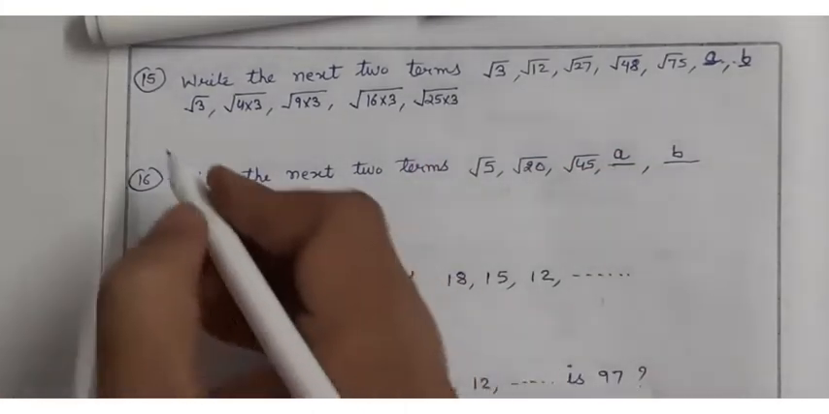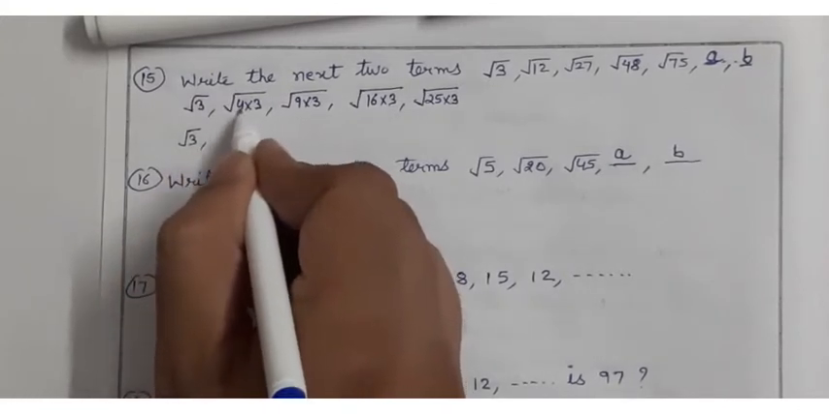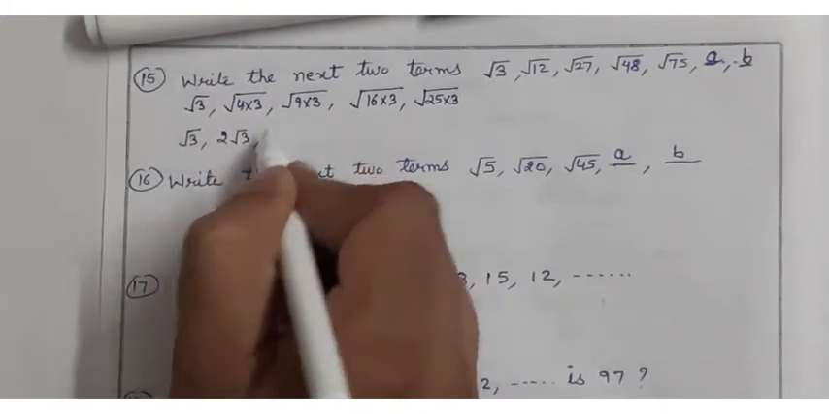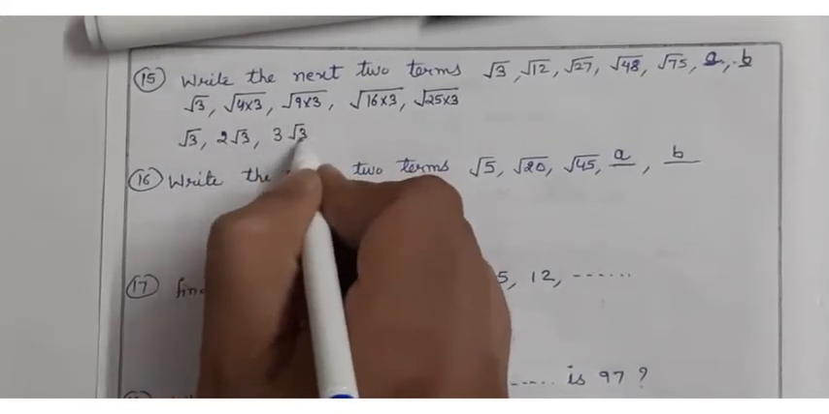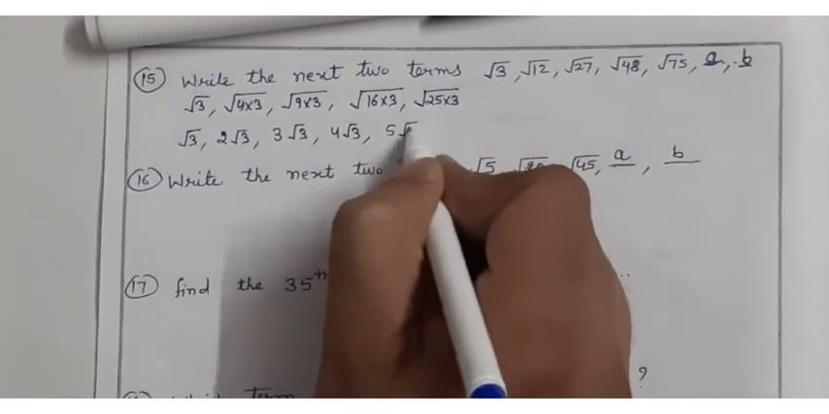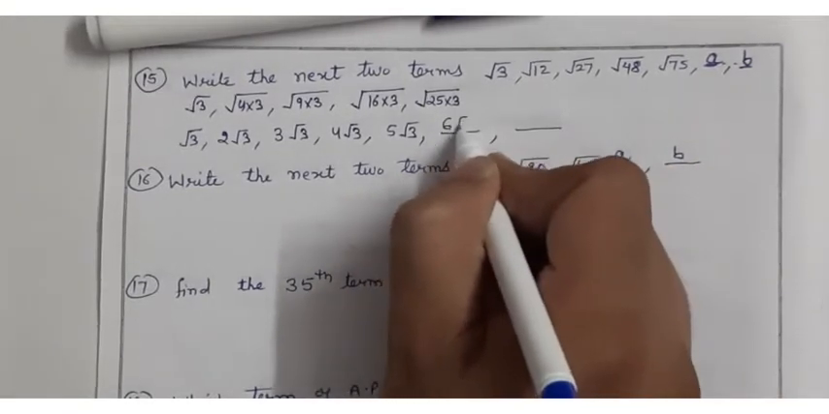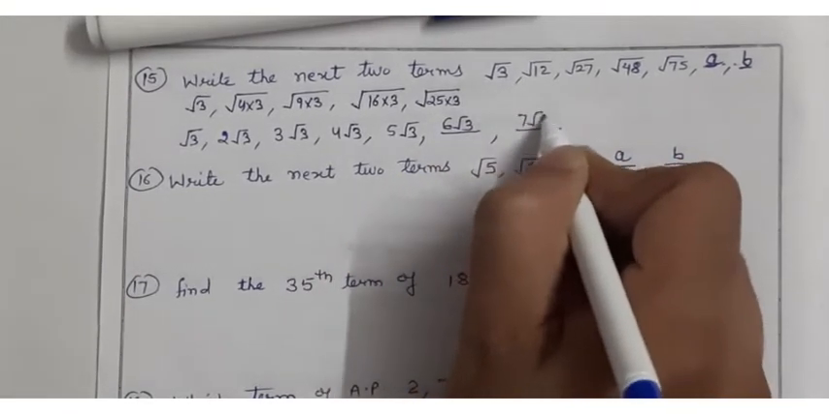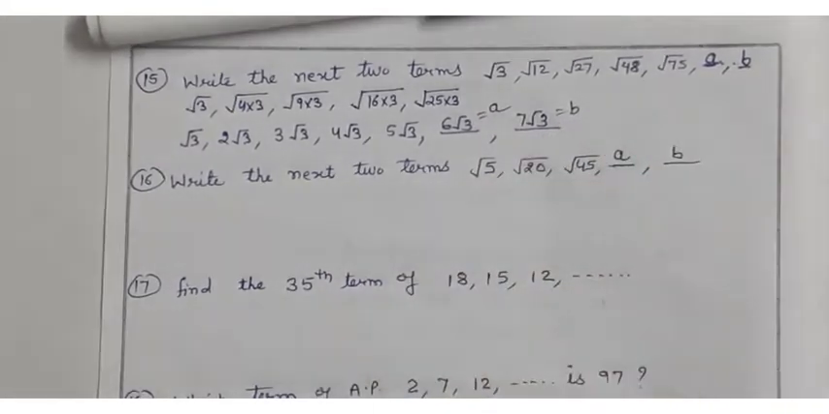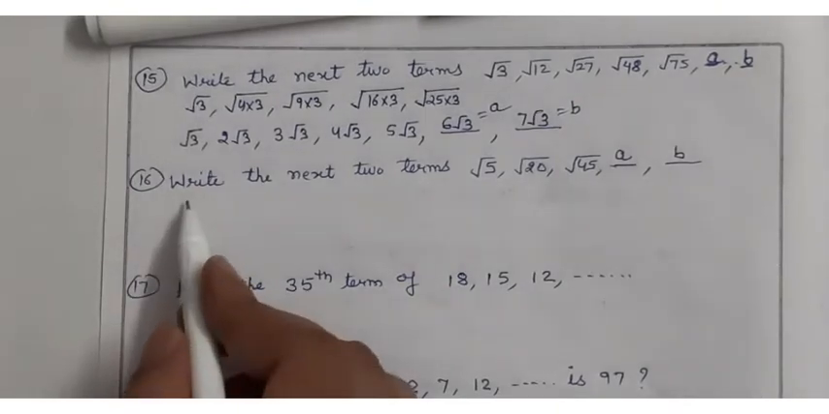Okay, now I'm getting one sequence here. This is root 3. If I take root 4 outside, this will be 2 root 3. This will be 3 root 3, 4 root 3, 5 root 3. Now what will be the next two terms? This is your 6 root 3 and 7 root 3. So A will be 6 root 3 and B will be 7 root 3. Okay, come on, a similar question.